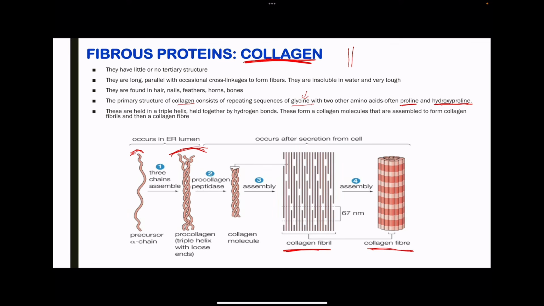The key thing is, remember, the primary structure is going to be a sequence of 3 amino acids, usually glycine and 2 like proline and hydroxyproline, that are going to be repeating and repeating and repeating. Then 3 of those can be arranged in a triple helix, as we can see here, to create this structure, and that is going to be used to make the collagen molecule that can be assembled to form the collagen fibril and then the collagen fiber.